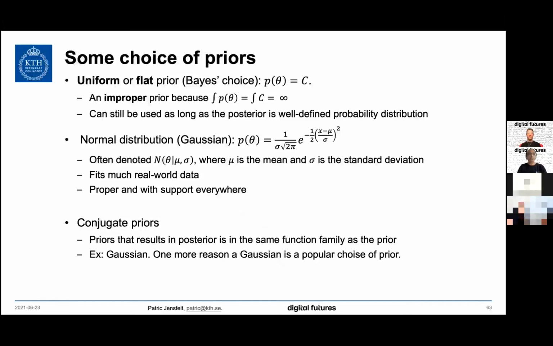In general, it's nice to have a conjugate prior, which means you have a prior that results in a posterior in the same function family, for example, a Gaussian. So if you start with a Gaussian prior, you will end up with Gaussians all the time, which makes calculations easier.